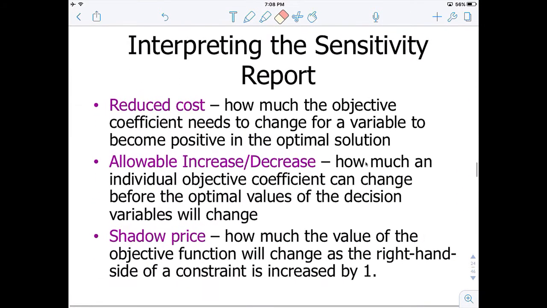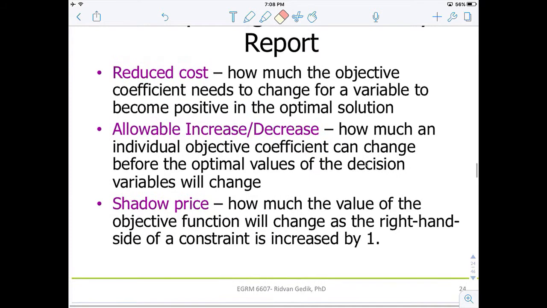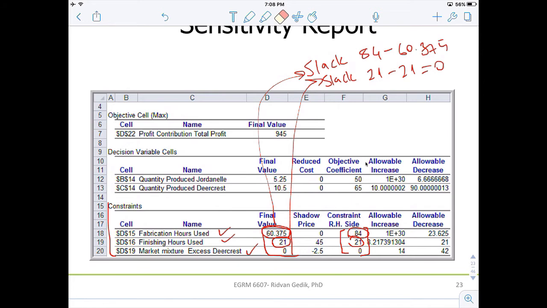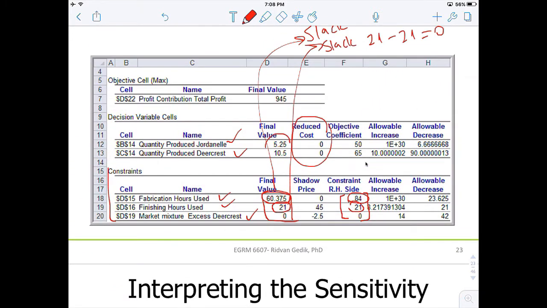Okay, so let's check out more concepts. The first concept is the reduced cost concept. We do have a reduced cost for each of the decision variables, not really constraints, but the decision variables. As you can see, the reduced costs are 0 for Jordanelle and Cross models. Reduced cost is basically how much the objective function coefficient needs to change for a variable to become positive in the optimal solution. Well, guess what? Both of these variables are positive, so the reduced costs are 0, because there is no variable here that is equal to 0, so we cannot really talk about the reduced cost for these variables.